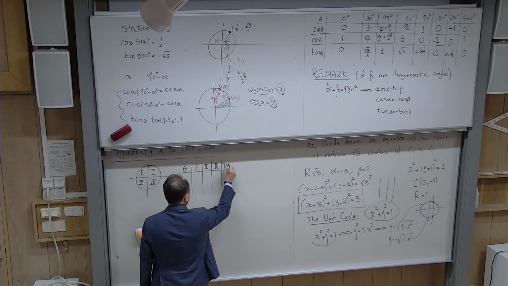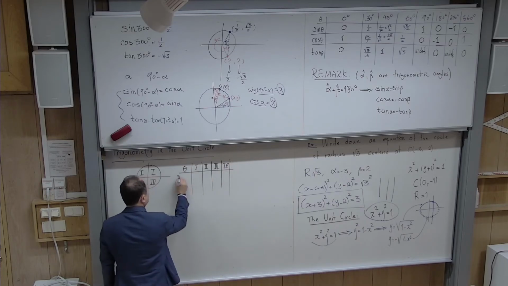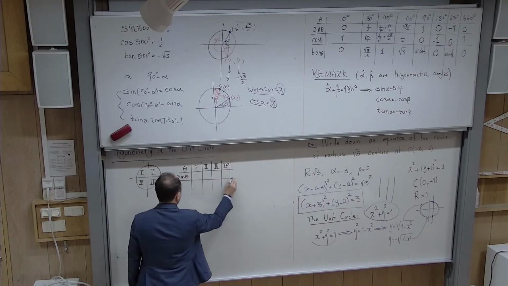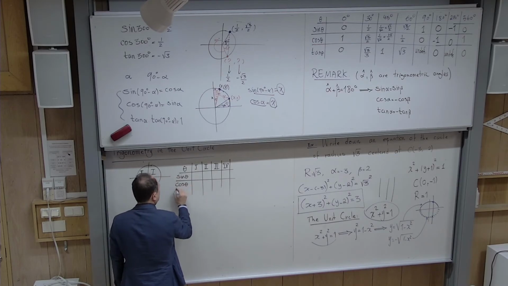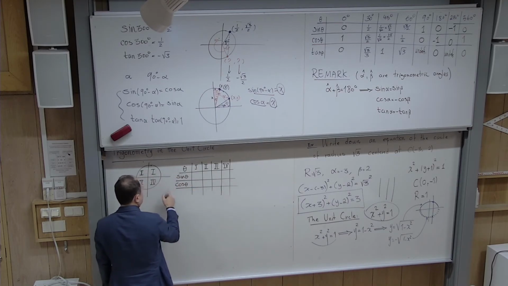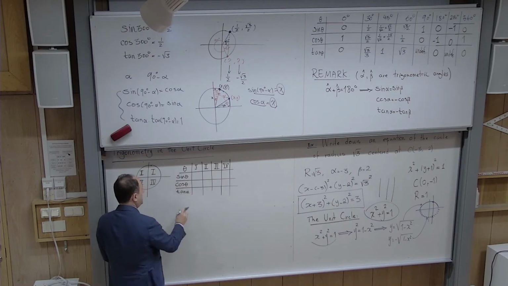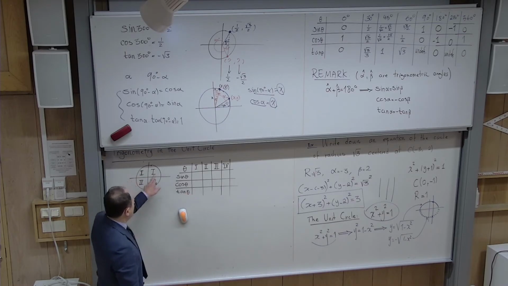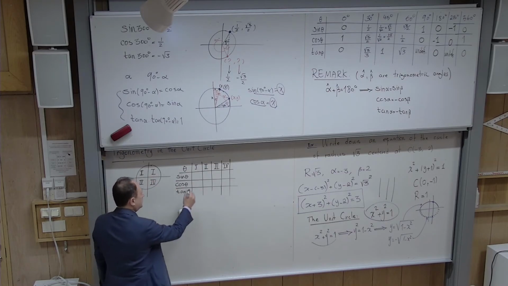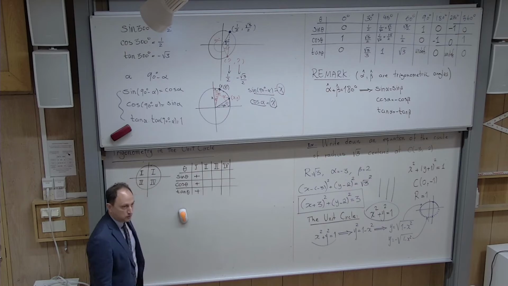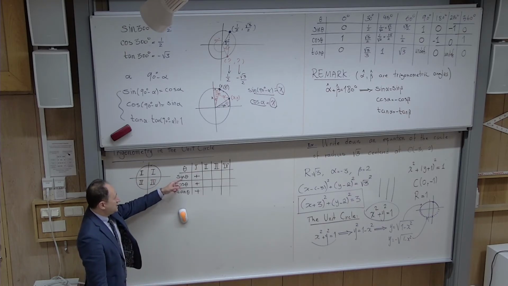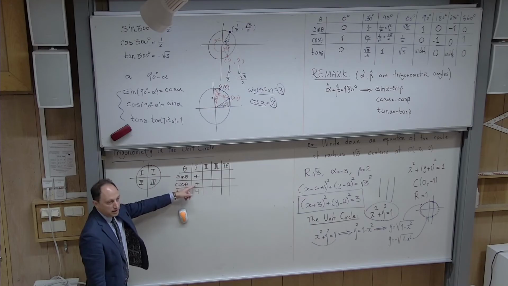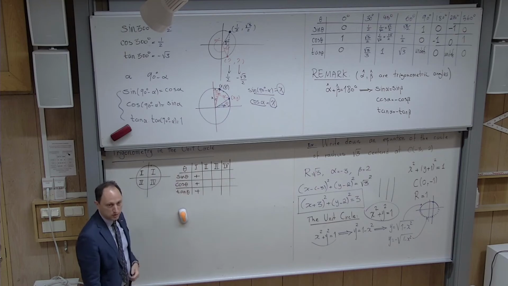I don't want you to memorize that, but this becomes important. Sine, cosine, and tangent. I want you to know the sign, positiveness or negativeness of these in different quadrants. In the first quadrant, all of them are positive. Why is that? Because sine is the y coordinate, cosine is the x coordinate. In the first quadrant, both of them are positive, so tangent automatically becomes positive as well.